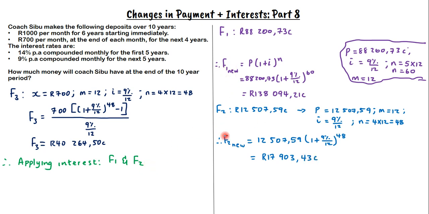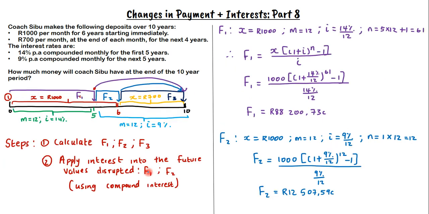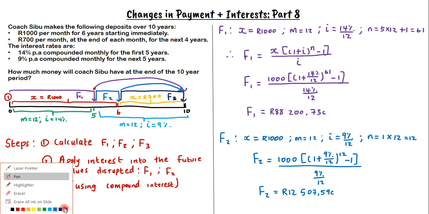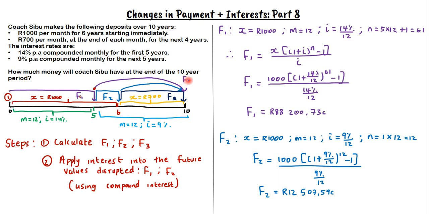So this F1 new and this F2 new, if you go back into the future value, you will notice that this is the total amount that F1 is at the end, right? So this is the value that you get at the end for the first future value that we had, and also for the second future value. Now notice that there is also the third future value that you had. So I'm going to put the F3 like that, right? Now all of these values, to get your total, you need to add all of them together, right?